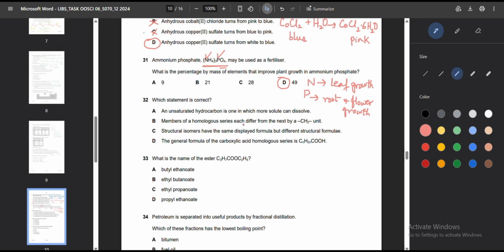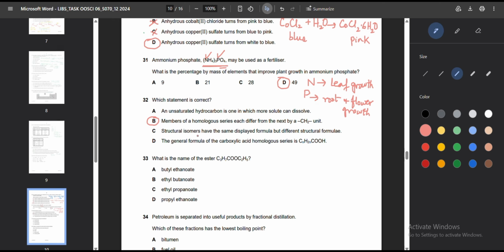Okay, so question number 32, which statement is correct? An unsaturated hydrocarbon is the one in which more solute can dissolve. It is not like that. Then the next one is the members of homologous series each differ from the next by CH2 unit. Yes, this is the correct statement.